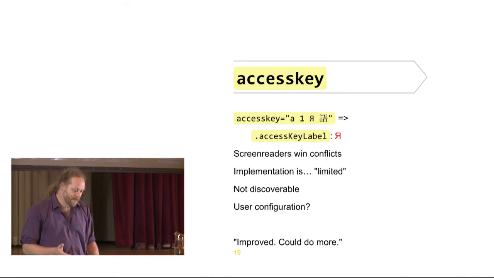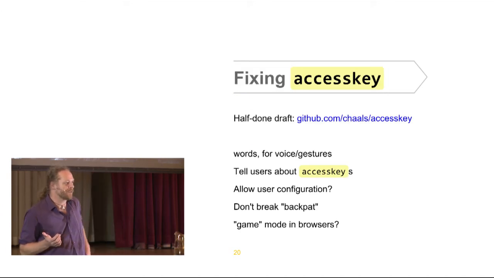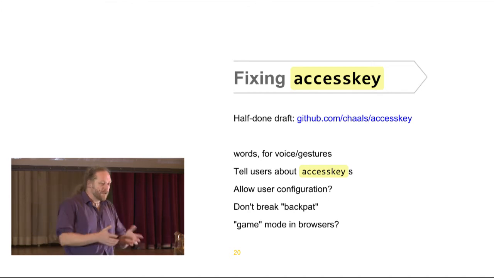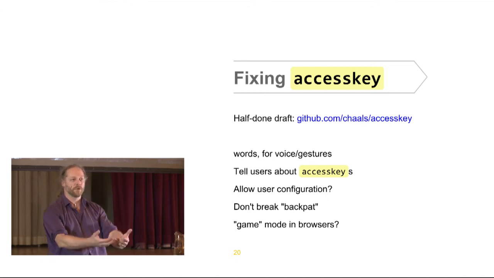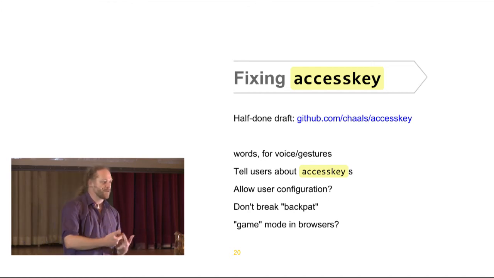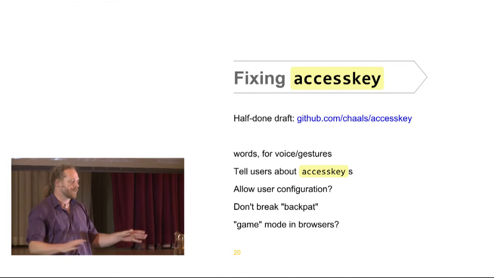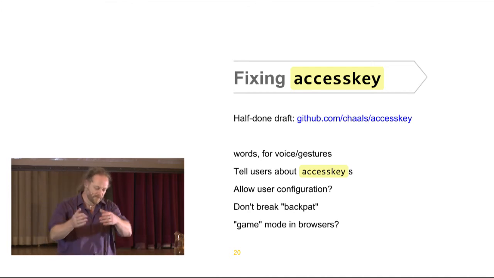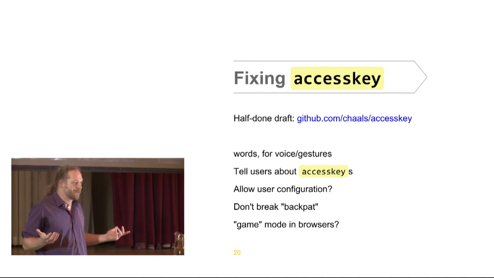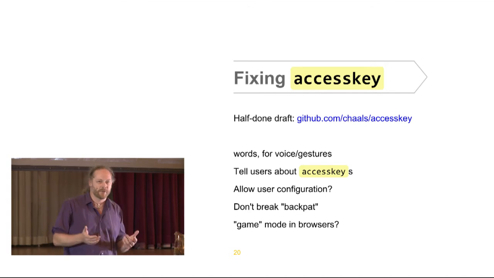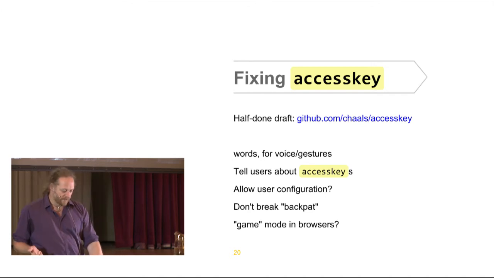It could do more. I have a half-done draft for how to improve access key, how to actually make it more useful. Simple things. Allow words. If you have voice control, you should be able to suggest, here's a word that is a sensible word to trigger this command. If that word is already used by some other thing in the system, well, don't override the user's system. Change it, pick a different one. Tell users that there are access keys and what they are. And that, in an extension, is a pop-up and a document query. It's trivial to do. Let users configure things.